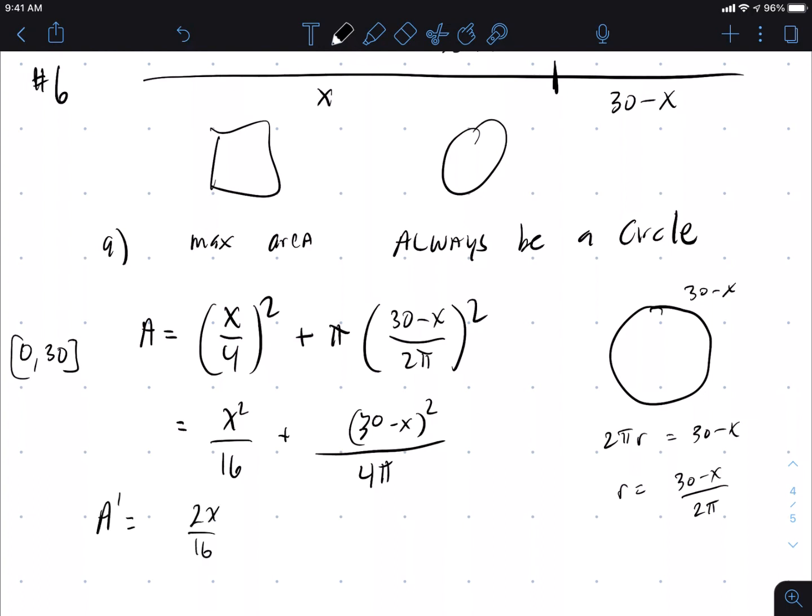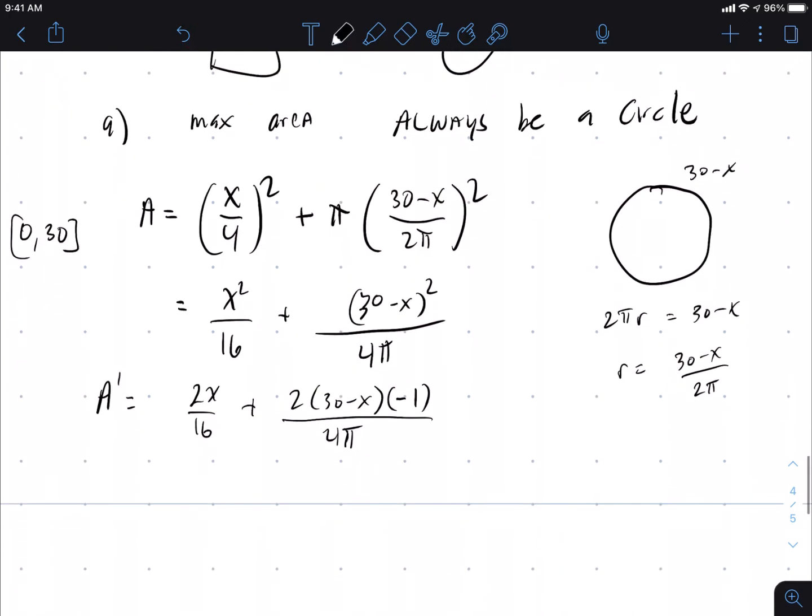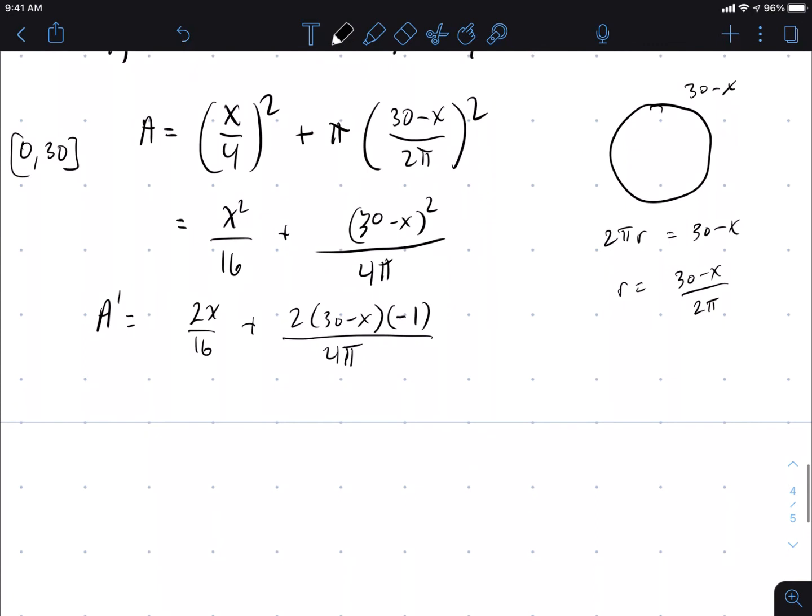So I'm going to get 2x over 16 plus, I'm going to get 2 times (30 minus x) times a negative 1 over 4 pi. So I'm going to get 2x, start cleaning it up a little bit. I'm going to get x over 8. That should now be a minus. (30 minus x) over 2 pi. Do we agree?